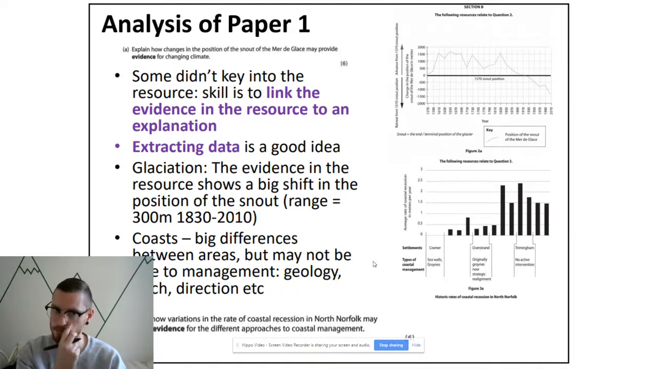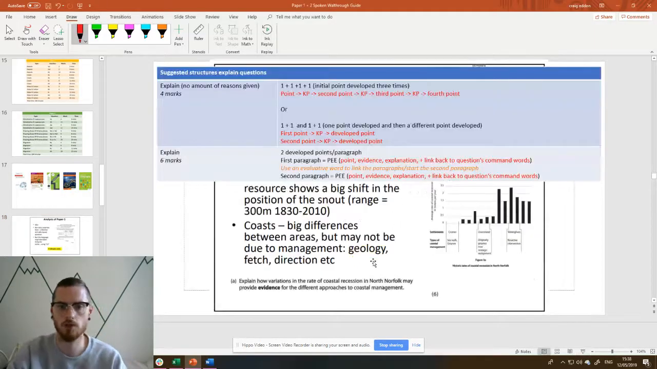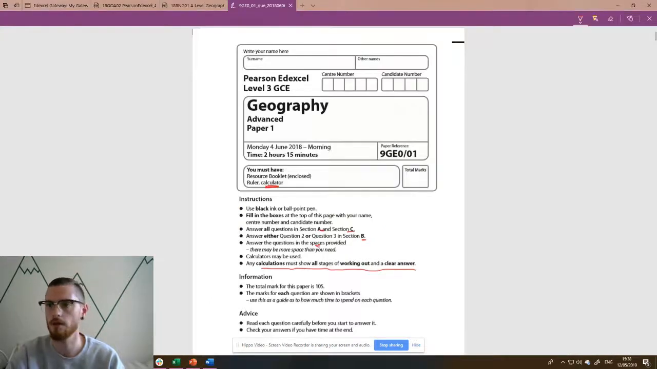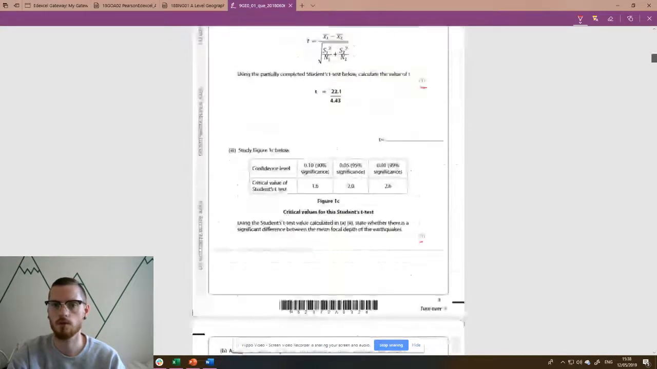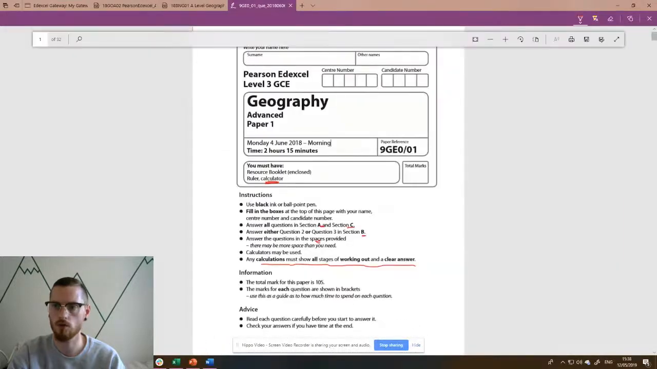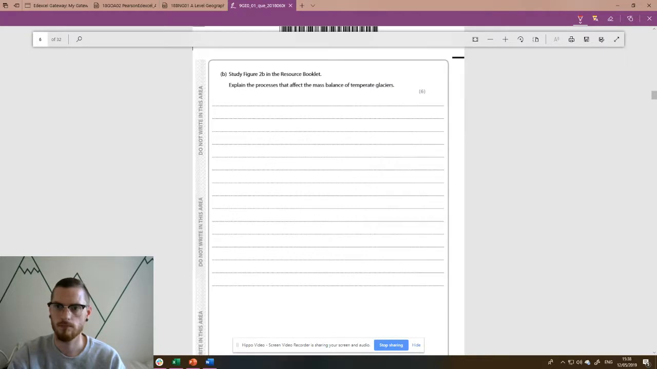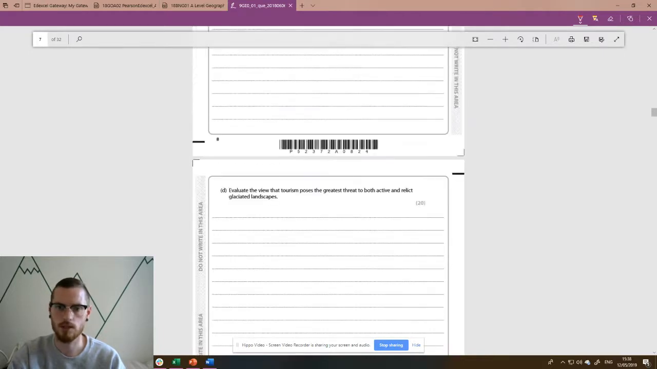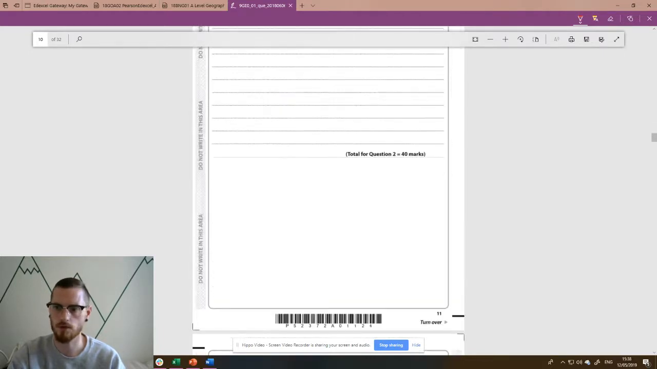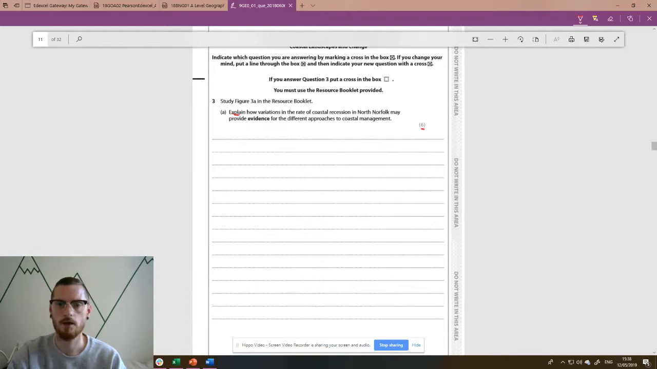Right, next question. So if I go to the actual question paper here, I'm just going to bring it up. Let's scroll down to this question. So we're now on to coasts. This is glaciation. I want coastal landscapes. Here we are. All right, so I'm just going to use this as my example.